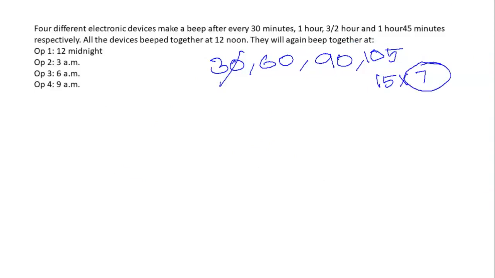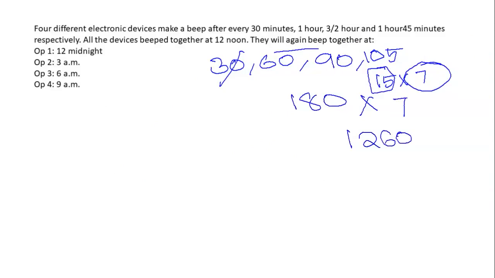Okay, the 7 is not allowed. Before that, for 60 and 90, 6 and 9 are common, divisible by 3, that is 18. So 180 into 7, the 15 is already present inside 180, so we do not bother about it. Into 7, it gave us 1260 minutes. You can find it by the traditional LCM method, but it takes time for the LCM.